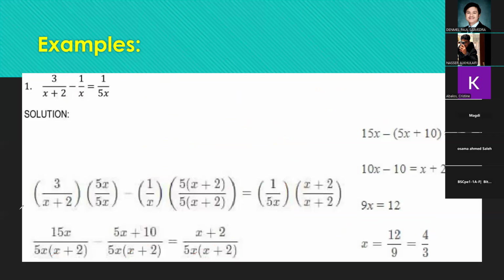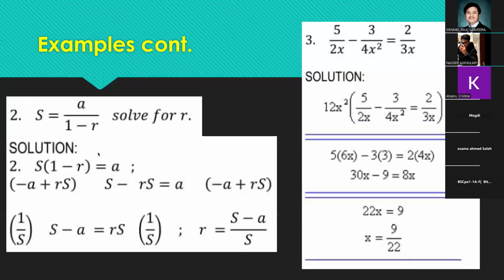Okay, let's proceed now to number 2. Solve for r on s is equal to a over 1 minus r. This one is actually quite easy. Okay, so let's have my own solution. For now, just eliminate the denominator, so multiply 1 minus r on the entire equation.